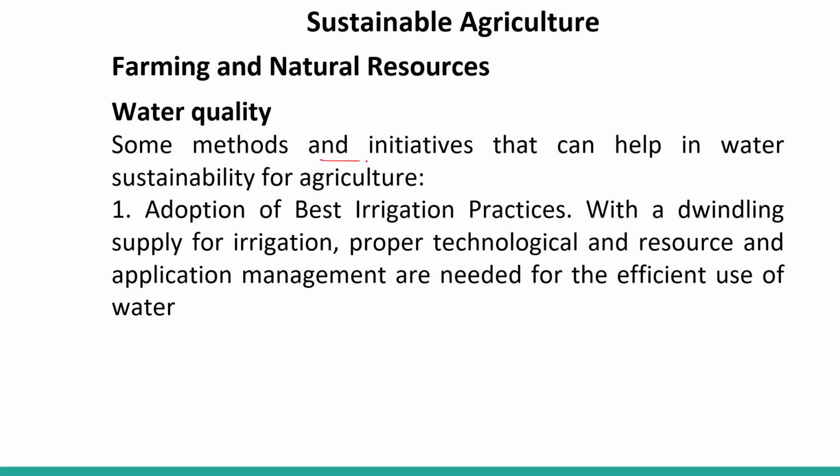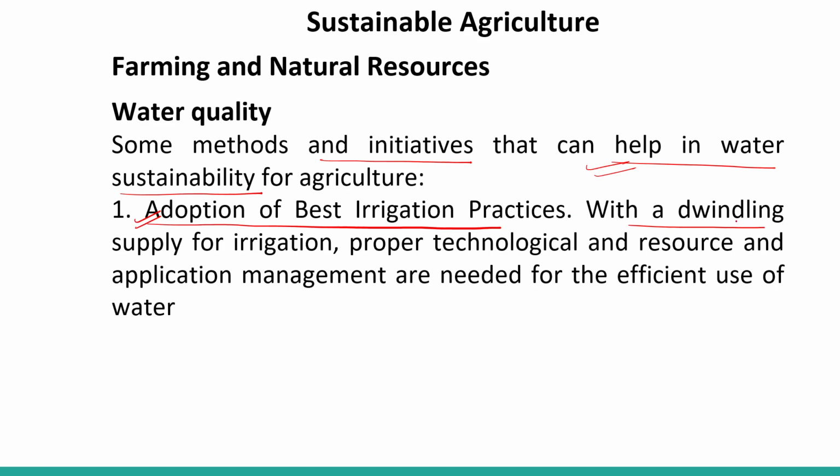Water quality. Some methods and initiatives that can help in water sustainability for the agriculture. So there are some methods and initiatives that can help in water sustainability for the agriculture. So what are those methods? Adoption of best irrigation practices. We must go for the best irrigation practices.